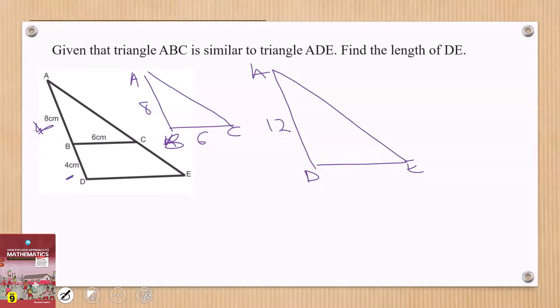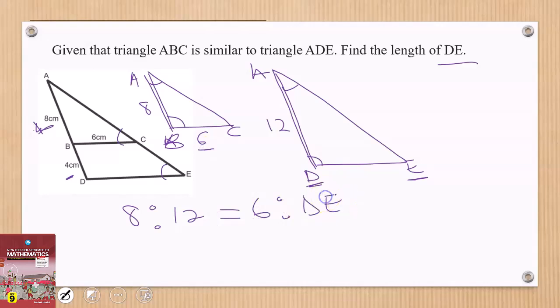Now the question wants us to find DE, and this is where we have D and E. Now we know that if the two are similar, then the angle here is equal to this angle, and both of them have this angle being equal to that, or A also being equal to this A. So we can say 8 is to 12, that the side here is to the side here, and that should be equal to the side here, which is 6, also is to the DE that we want to find. So I can now say 8 over 12 is equal to 6 over DE.